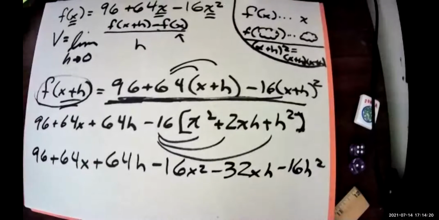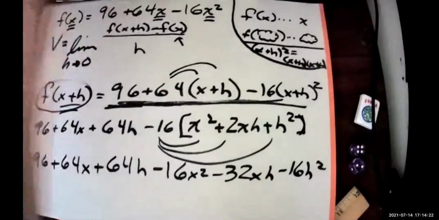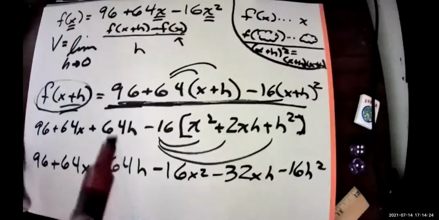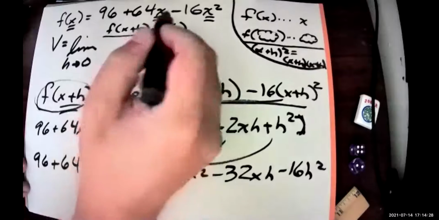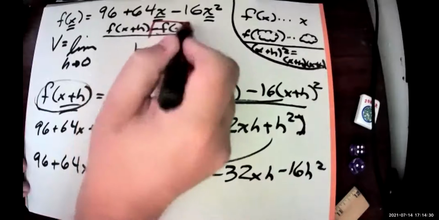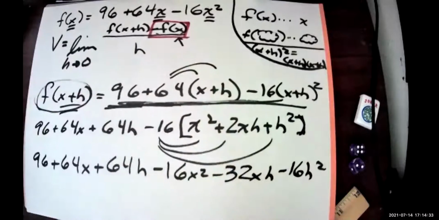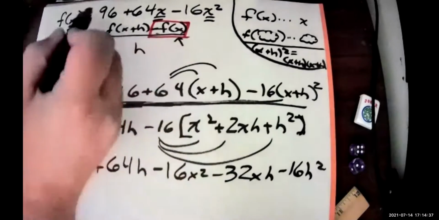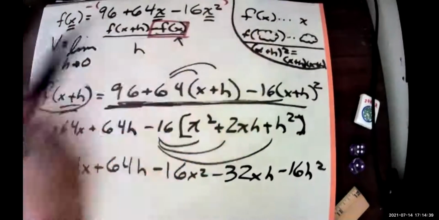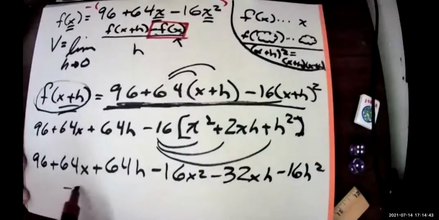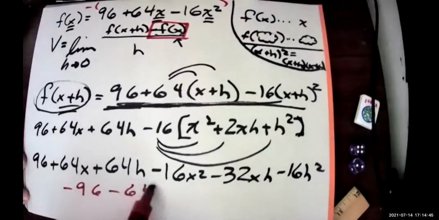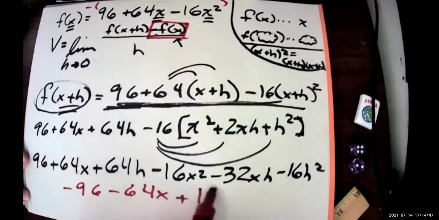Also, I'd like to focus on this for just a minute. Now, where is it? Here it is. Minus f of x there. Look at that. See that minus f of x? Let's figure out what that is. If I had minus f of x, it would be minus all of this, wouldn't it? Be minus that whole thing. So I'm going to put in there minus 96 minus 64x plus 16x squared.